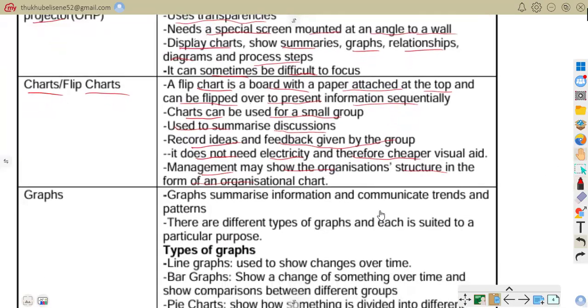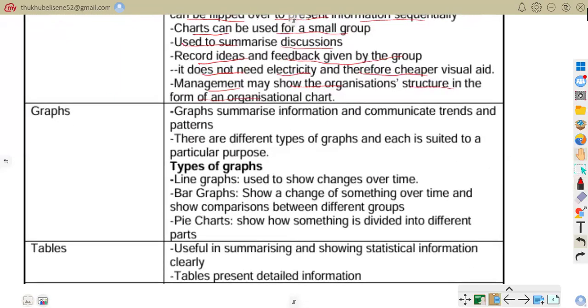So now let us come to graphs. As it says, graphs summarize information and communicate trends and patterns, meaning they make data easy to understand. A graph showing monthly sales growth, you see it? So they make that information very easy to understand.